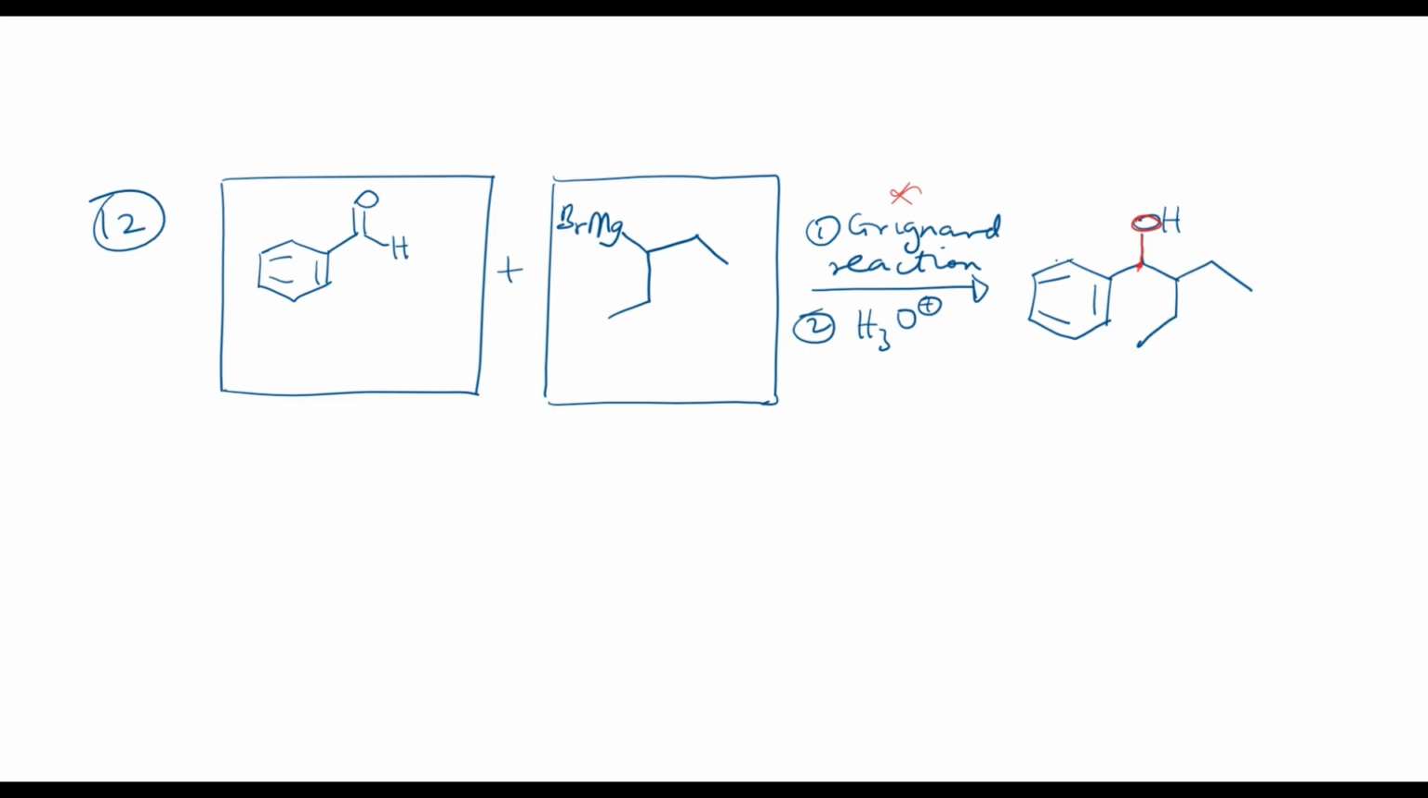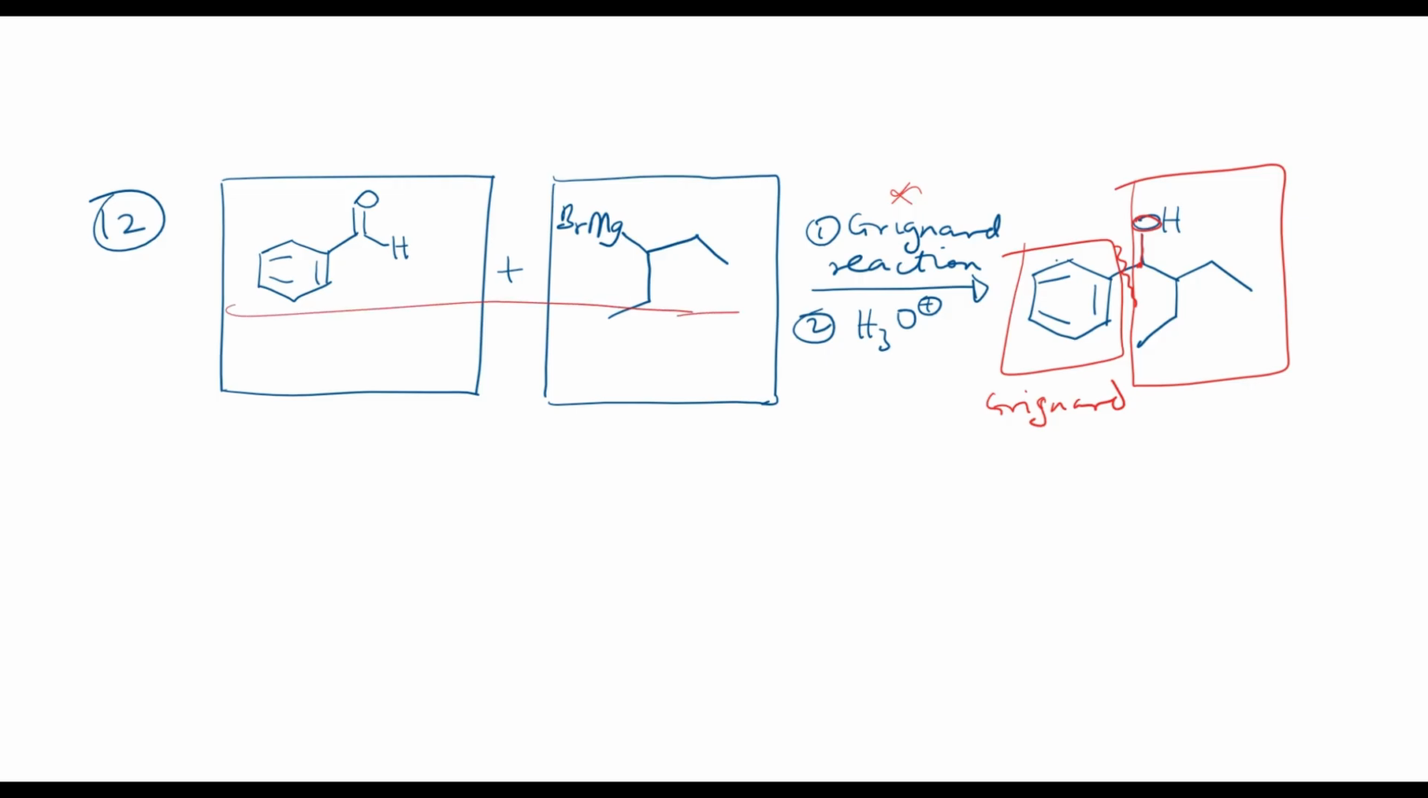Another way to do this would be, we can also split this molecule here. If we split this molecule here, this is going to be the Grignard component. And this other component will be the carbonyl compound. So that means my Grignard will be this. My carbonyl compound will be this.